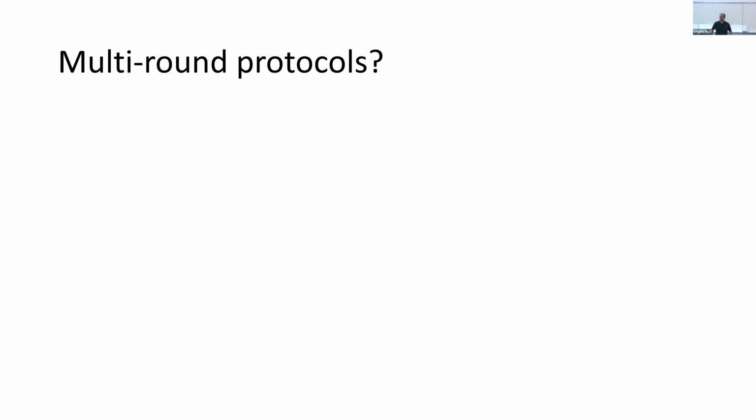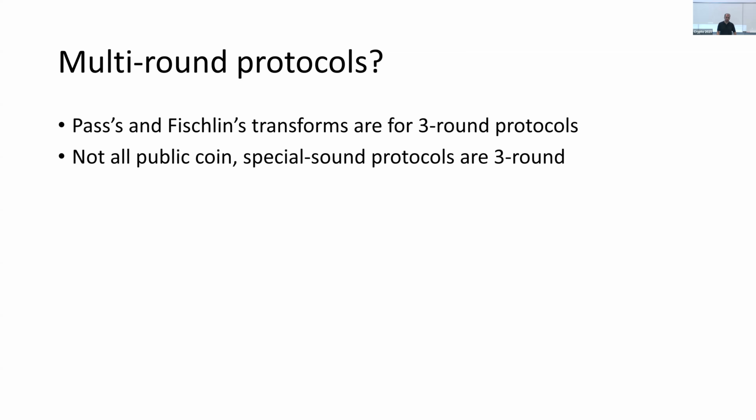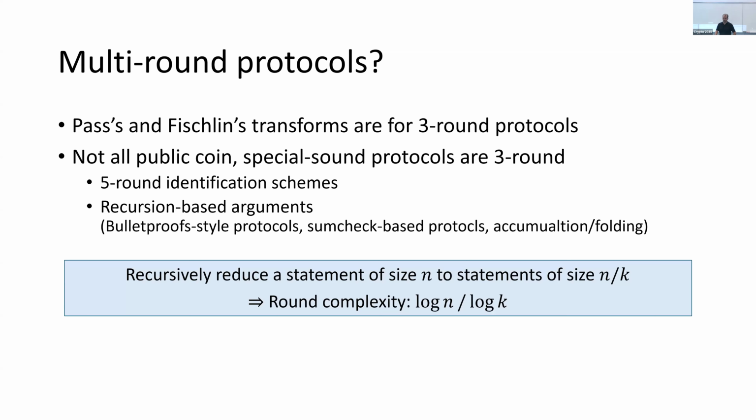Good. So this is what we know for sigma protocols. But now the question is, what happens with multi-round protocols? Because we do have multi-round protocols that are public coin, that are more than 3 rounds. So for example, identification schemes that require more than 3 rounds, or recursion-based arguments like Bulletproofs or folding that we heard about earlier today. So in this latter type of protocols, we recursively reduce the statement size from n to n over k for some parameter k. So we end up with round complexity, which is something like log n over log k. So for interesting choices of k, this is super constant, and it can go up to log n if k is equal to 2.